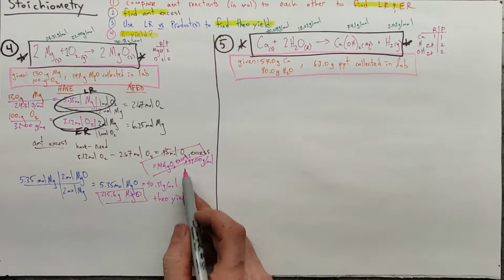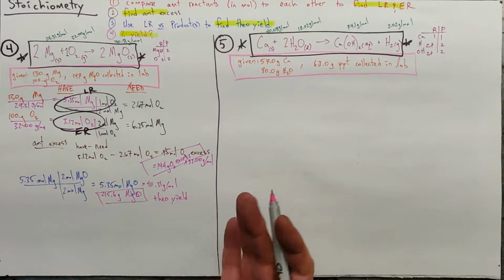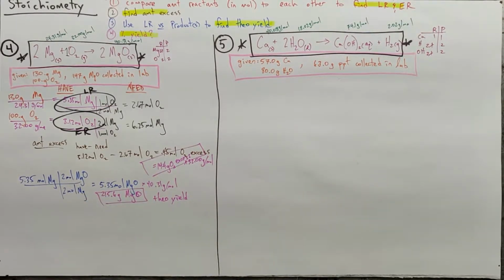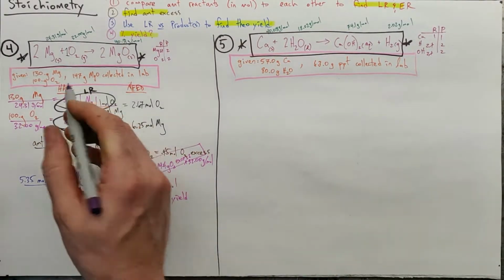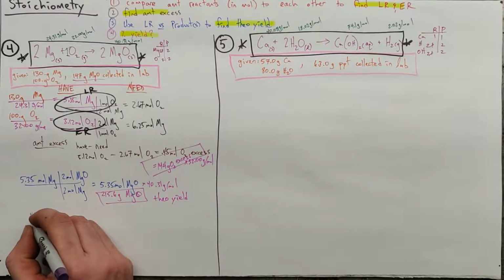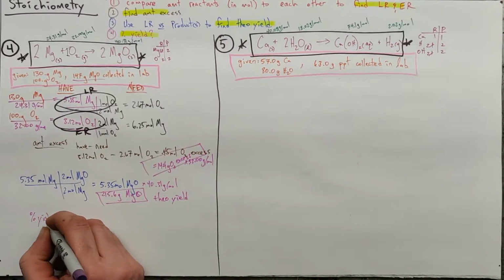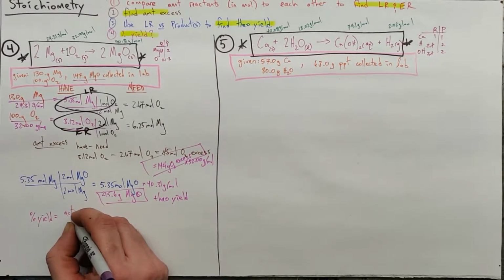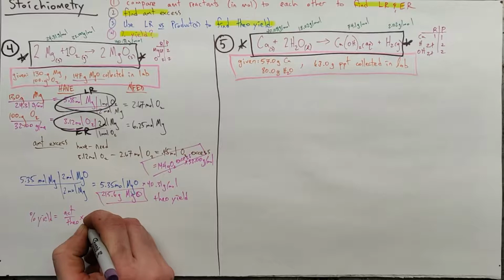Right? So there's our excess amount, there's our theoretical yield, from which we can get a percent yield. In this particular case, we have 147 grams of magnesium oxide collected in lab, so that's our actual yield. Percent yield is supposed to be our actual over our theoretical times 100.